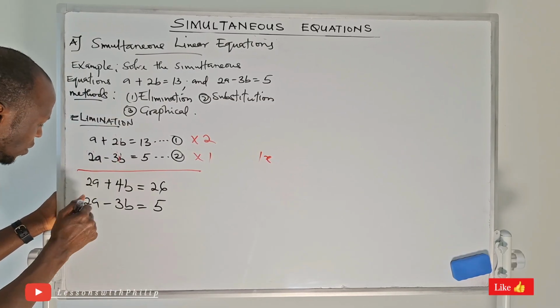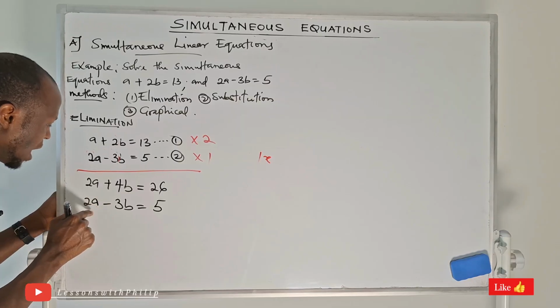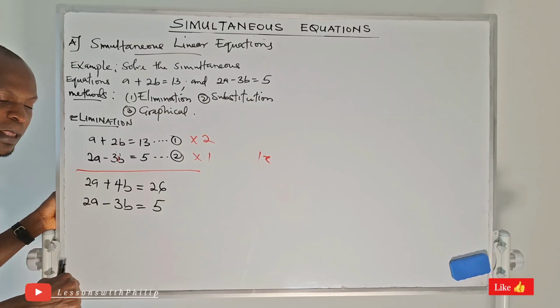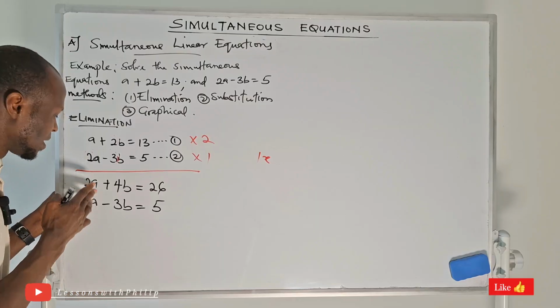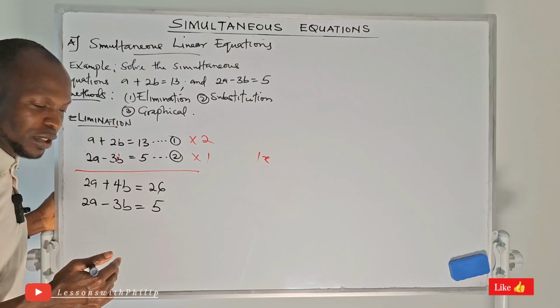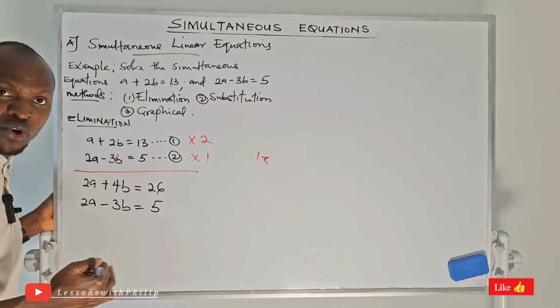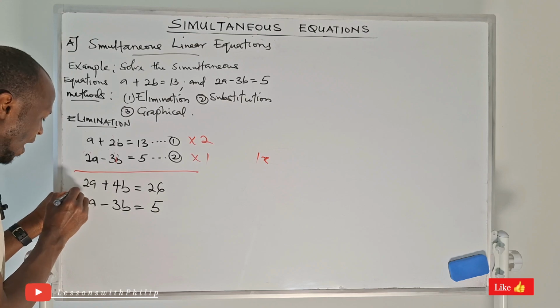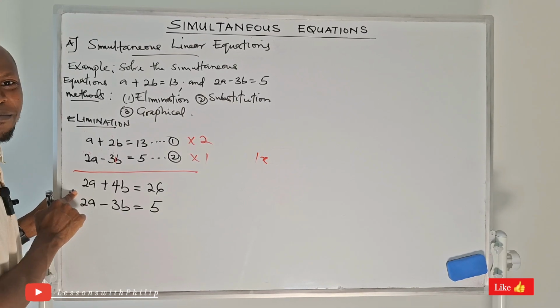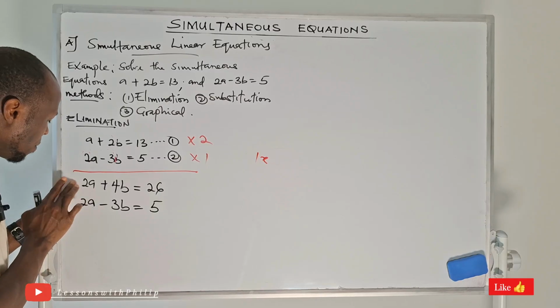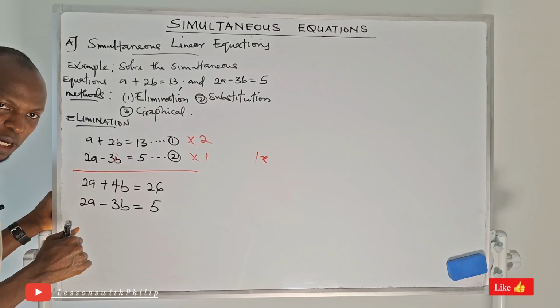Now, when you see it, we now have 2a. Because they are the same, the only thing I can do to eliminate this is subtraction. 2a minus 2a will be 0. I can't add. If I add now, 2a plus 2a will be 4a. So that shows I've made it complex. So for me to eliminate this, it is by subtraction.